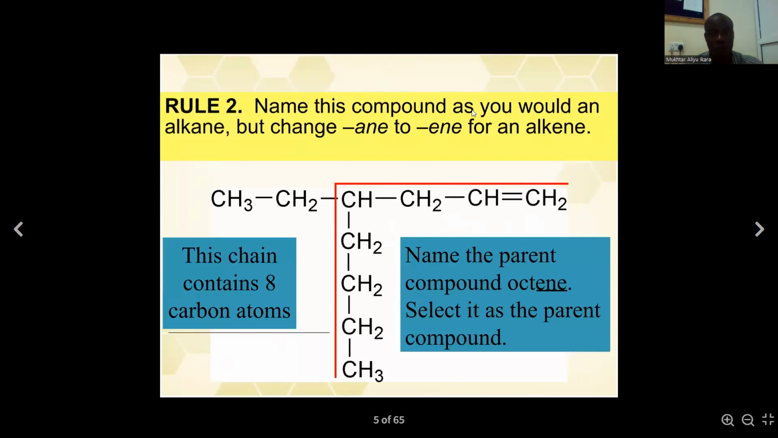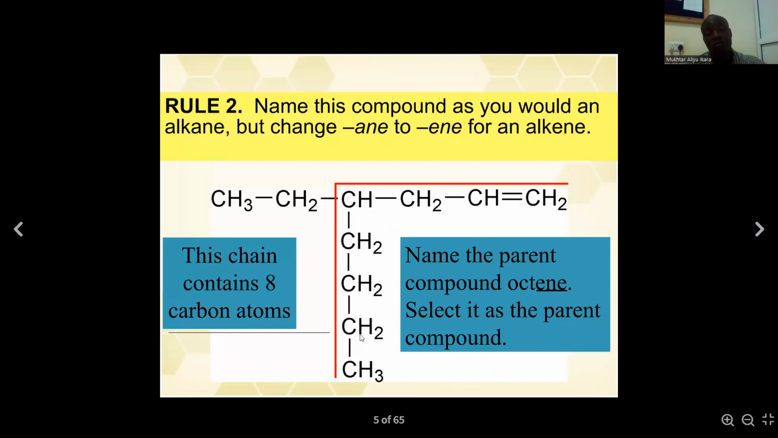This compound is an alkene, so change ANE to ENE. Because of this double bond, of course, it will change. If you count from here, here, here, we have 8. So the parent compound name is octene, not octane, because of this double bond. We select it as the parent compound because it is the longest carbon chain.